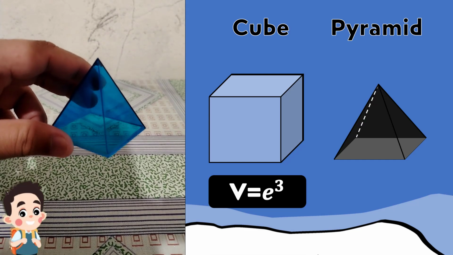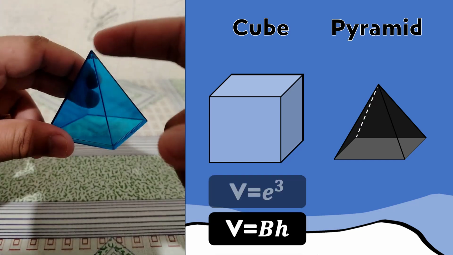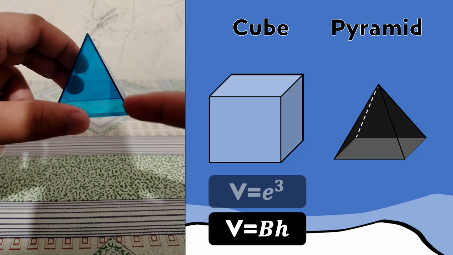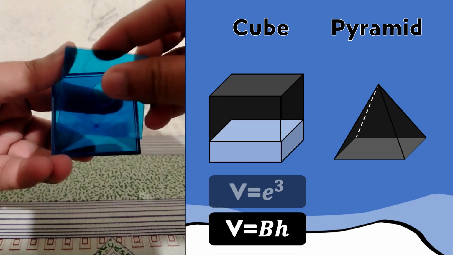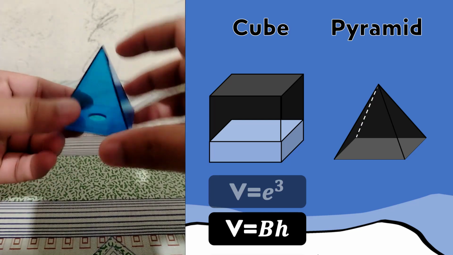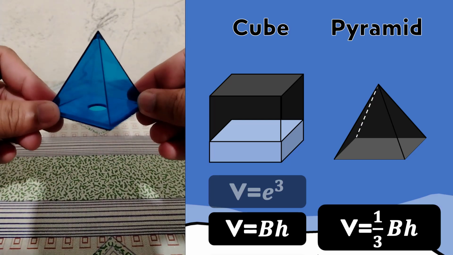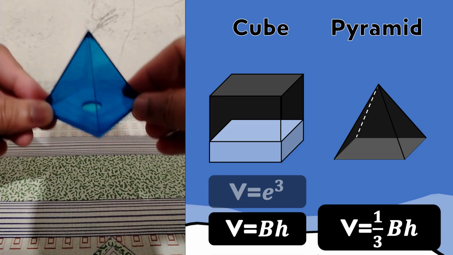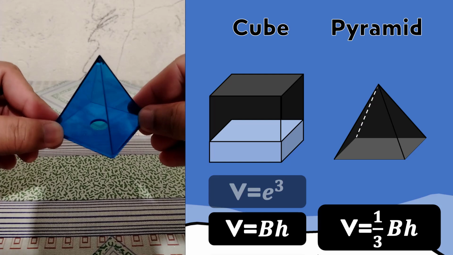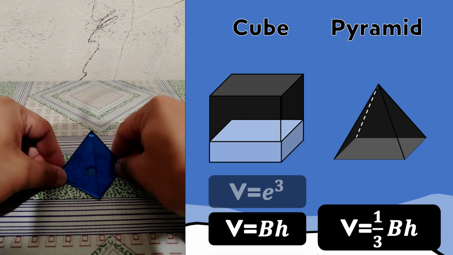But take note, the height that we're talking about here is not the slant height, nor the measurement of this edge here, but it's the perpendicular line from the apex to the center of the opposite base. So again, the formula for the volume of any pyramid is just equal to 1/3 the product of whatever be the base and the height.